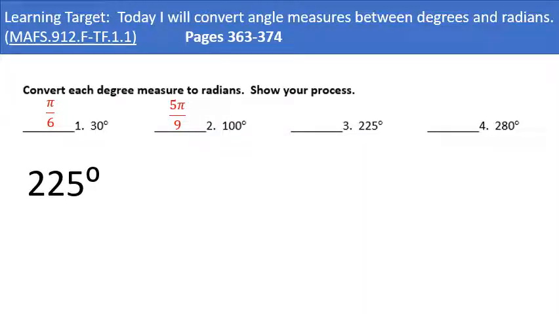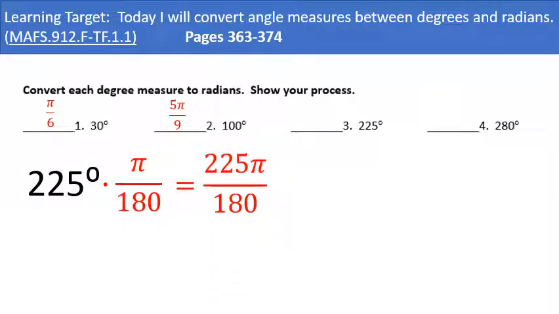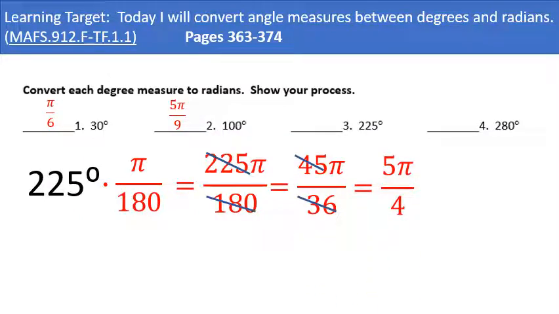225 degrees, multiply by pi over 180. So it's like 225 pi divided by 180. Now to simplify, we're going to divide by 5, top and bottom. 45 pi over 360. And then we can simplify that either in the calculator or we can divide the top and the bottom by 9. And we get 5 pi over 4.